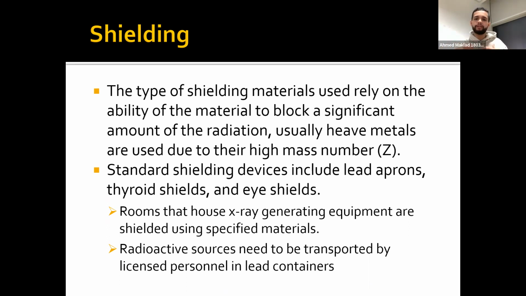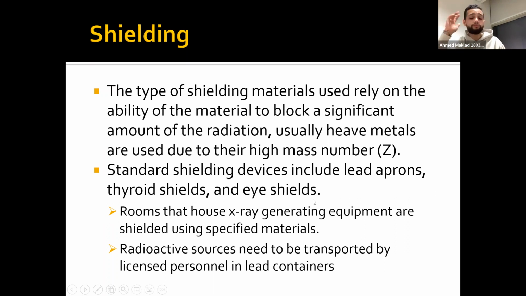And lead will protect the doctor from all the radiation that is coming out of the machine, all right? So the type of shielding material used relies on the ability of the material to block a significant amount of the radiation. See, lead aprons right here, and thyroid shields and eye shields.